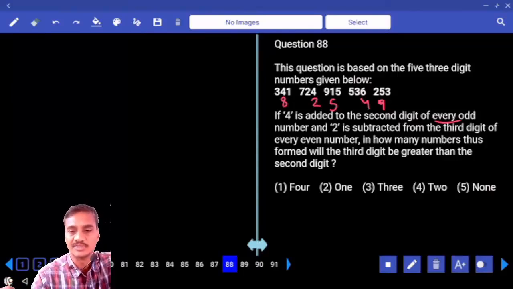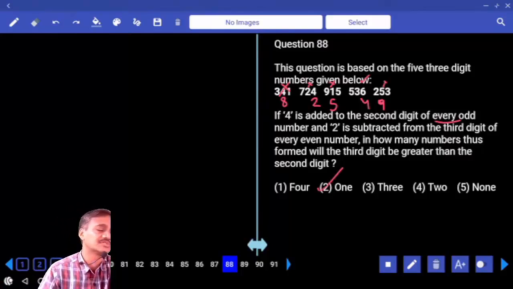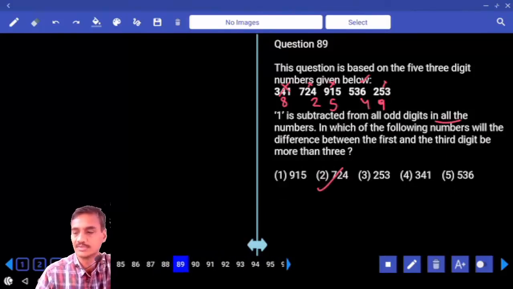digit? Here, third digit is lesser. Here, third digit is equal. Here, third digit is equal. Now, third digit is greater, 3 and 4. Now, third digit is lesser. And see now how many numbers it is happening? Only 1. That is choice 2, question number 88.